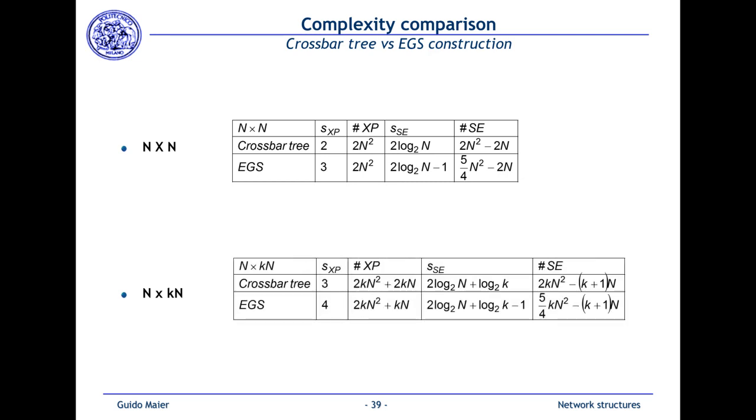So this is the final comparison that shows you the cost in the crossbar tree implementation and in the EGS. In the n by n case, you see that in terms of cross points, the two implementations are exactly the same. The crossbar tree is a two-stage architecture, and the EGS is a three-stage architecture. In terms of number of switching elements, they are different, and the EGS is more convenient than the crossbar tree. And this is the same table if you consider an expansion architecture instead of a squared architecture. Okay.